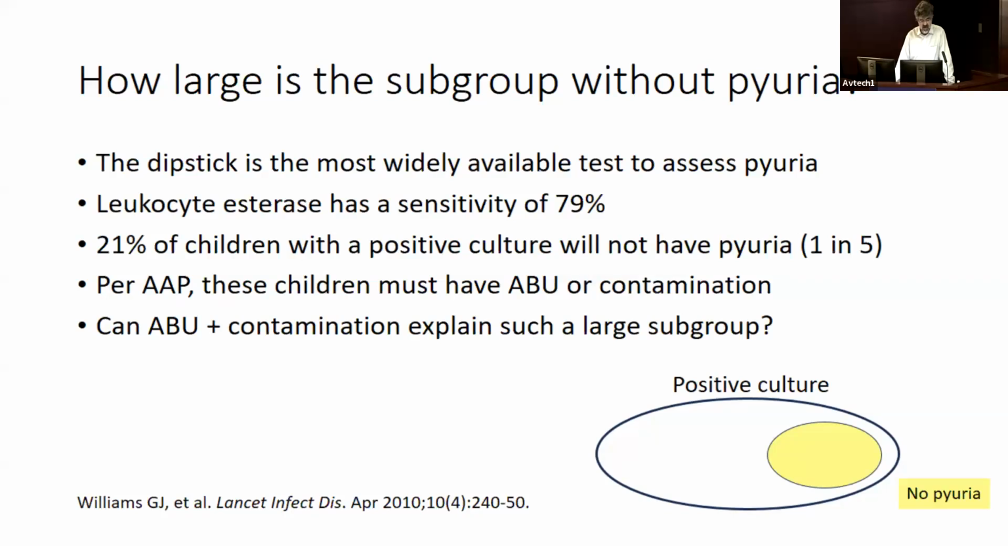So can ABU and contamination explain such a large subgroup? So the diagram has changed a little bit. As you can see on the bottom, there are children with positive culture, but now 1/5 of them are yellow. So this is a large number.